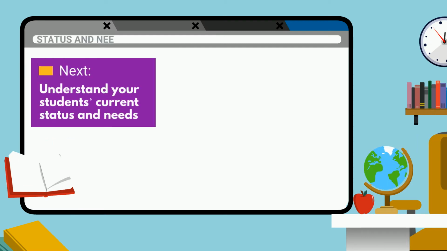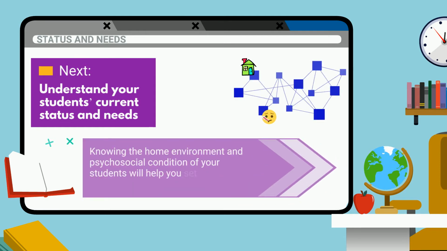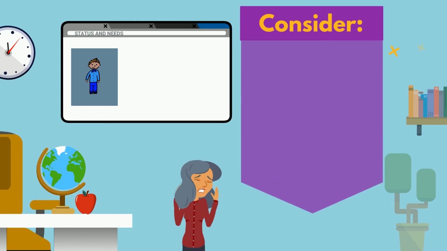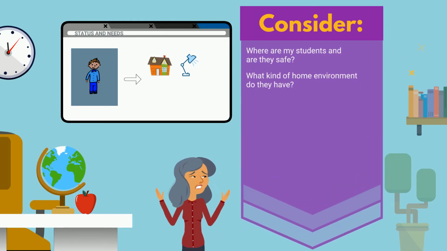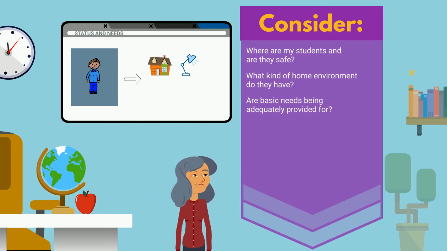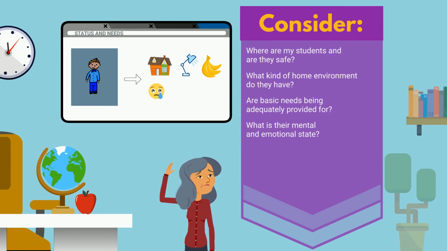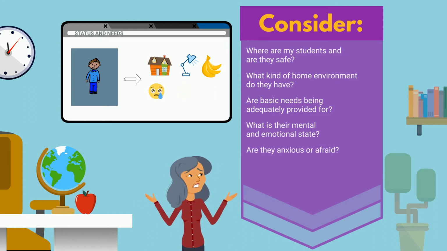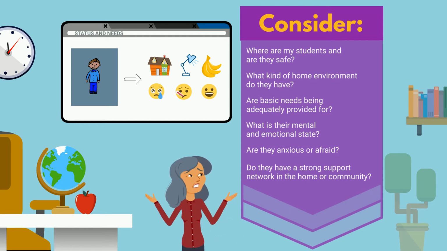Next, you will need to understand your students' current status and needs. Knowing the home environment and psychosocial condition of your students will help you set realistic goals for their learning. Questions to consider are: where are my students and are they safe? What kind of home environment do they have? Are their basic needs being adequately provided for? What is their mental and emotional state? Are they anxious or afraid? Do they have a strong support network within the home or their community?